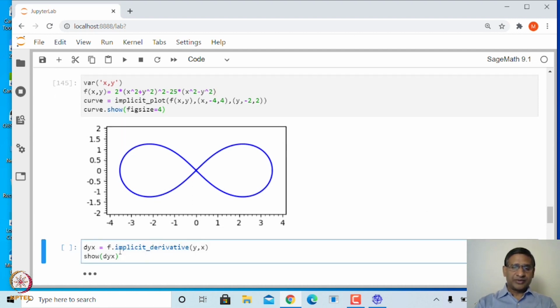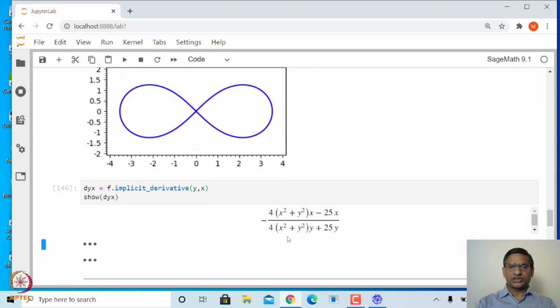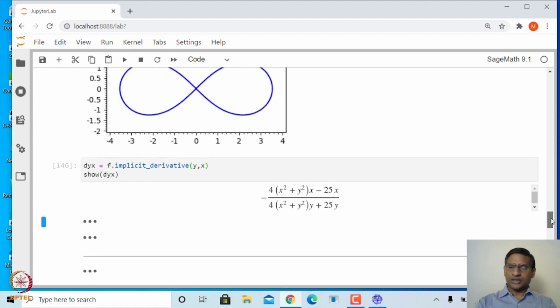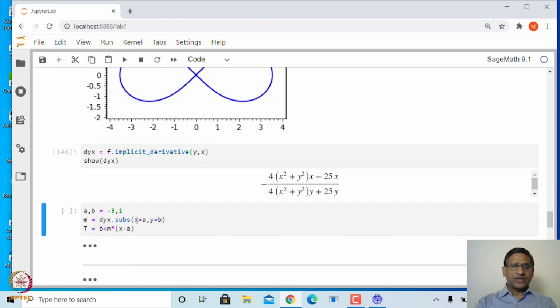So let me find the implicit derivative using a function called implicit_derivative of y with respect to x. You have to say f.implicit_derivative(y, x). So that is how the derivative of y with respect to x looks. I am sure you can find this out by hand also. Right. Now let us look at this point.